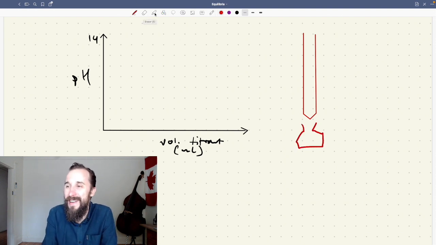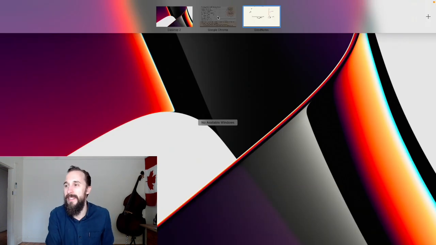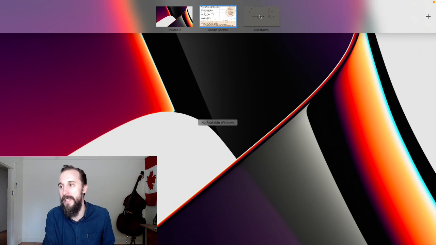So let's consider where we said that we're adding, what are we doing? We're adding a base to an acid. So we've got the base as the titrant, we've got the acid as the analyte. The acid is the unknown concentration. Well, if we measure the pH, we're going to be very much down here in this acidic region, aren't we? So let's consider as we add the base, similarly to up here where pH drops a small amount, in this case the pH would rise.